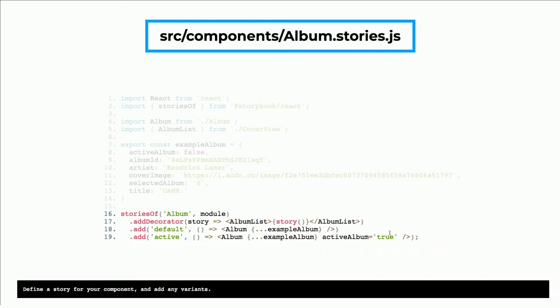So then we have another variation. You can click on the album to make it active, and that is based on the active album prop, just a Boolean. So here, we say active, and then we render the album. We pass in the same object and spread it, but then we override it with the active album prop. So we don't want it to be false here, we want it to be true for this variant, so we just say active album true, and we're good to go.